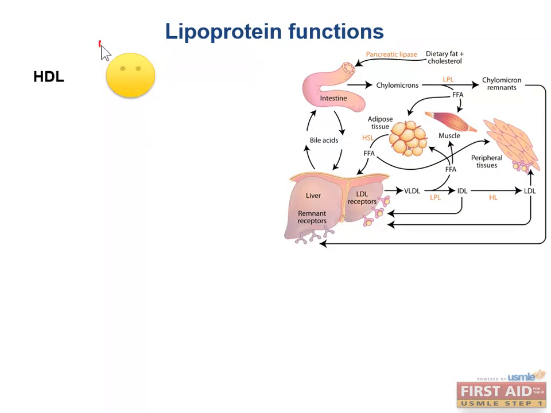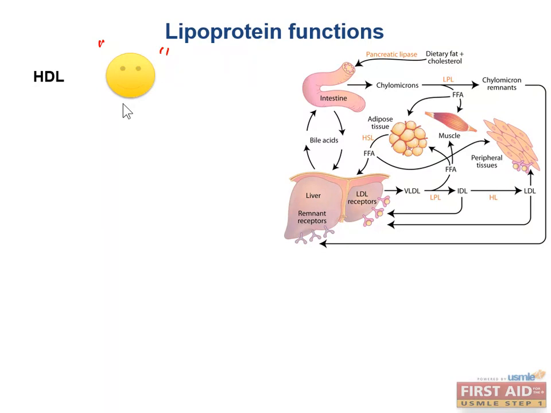Our last lipoprotein is going to be the HDL molecule. This is the good cholesterol, so we're happy with high HDL levels. Remember that HDL is high density lipoprotein for healthy lipoprotein. This is because HDL basically has the reverse function of LDL, since it transfers peripheral cholesterol, including that in atherosclerotic plaques, back to the liver.